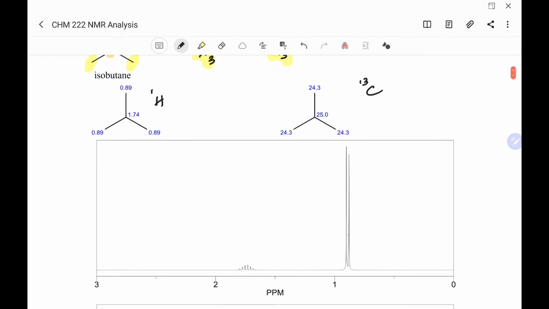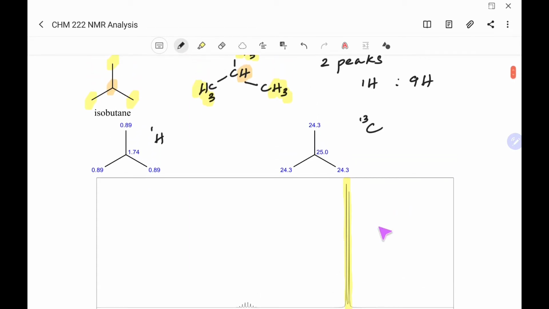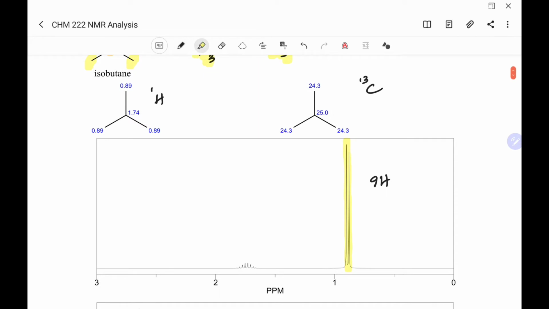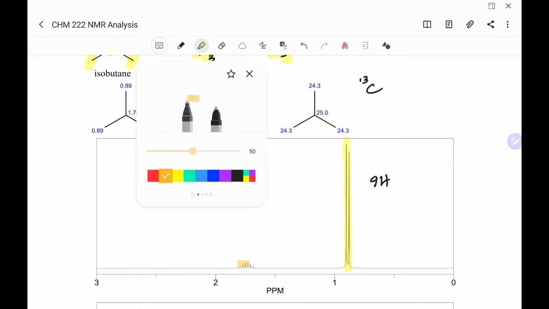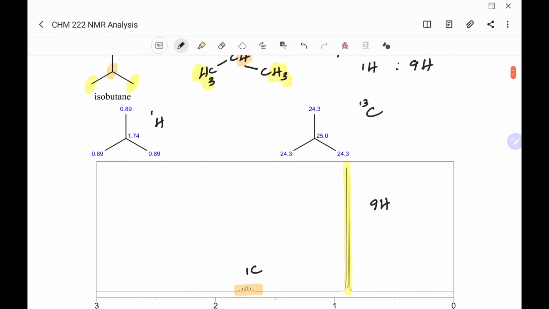That is correct. And then you can also see that the taller peak should be responsible for the 9 hydrogens from the 3 CH3 groups. This is from the 9 hydrogens. And then the shorter peak should be from that middle hydrogen. And also you can take a look at the splitting patterns.